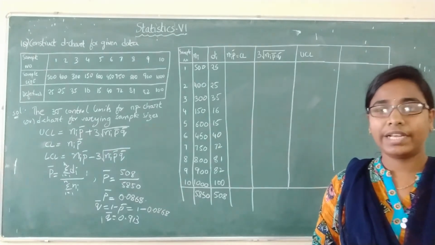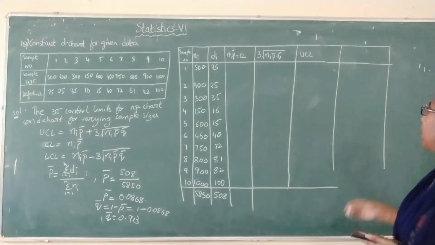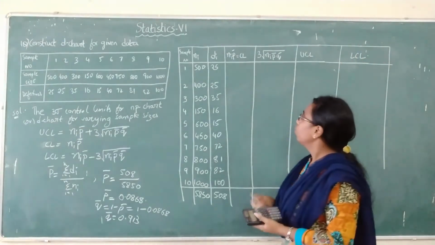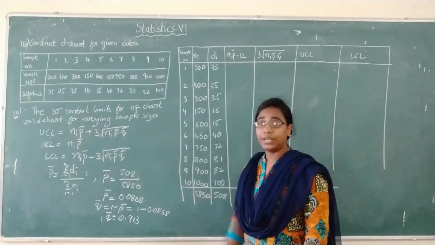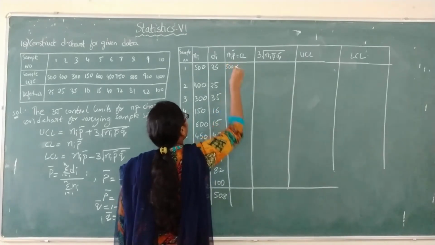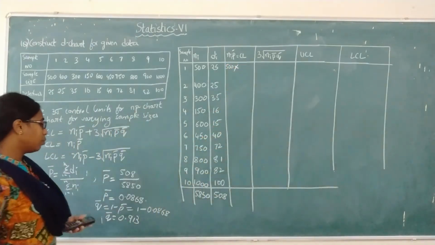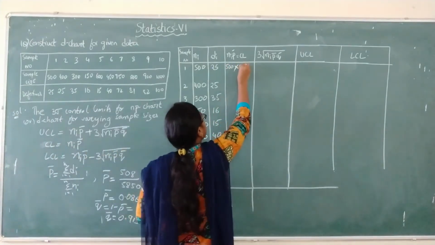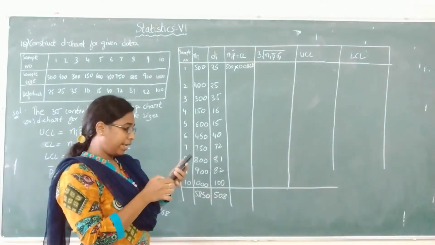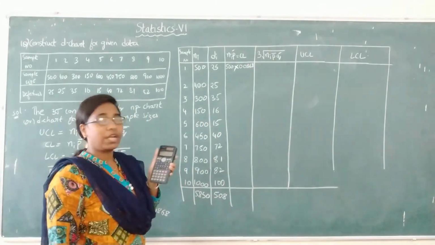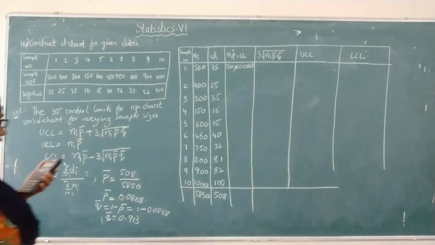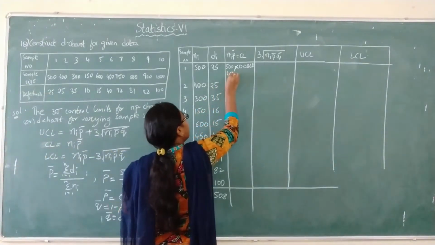Now start calculating the CL, UCL and LCL values. First coming to the CL, what is the CL formula? Ni into P bar. What is the first Ni value? 500 into, what is the P bar value we got? 0.0868. So 0.0868 into 500, you will get the first value as 43.4. Similarly, you calculate the values for the remaining also.